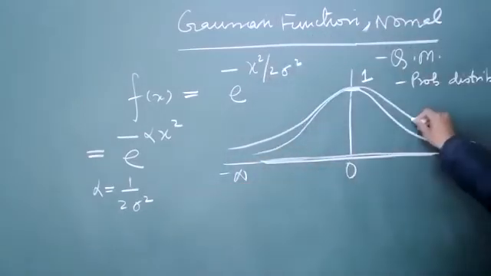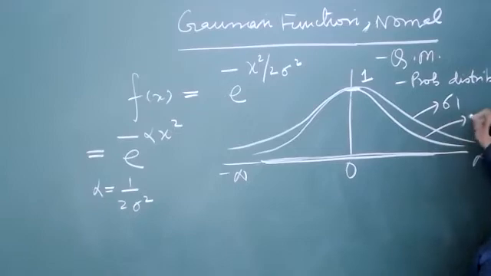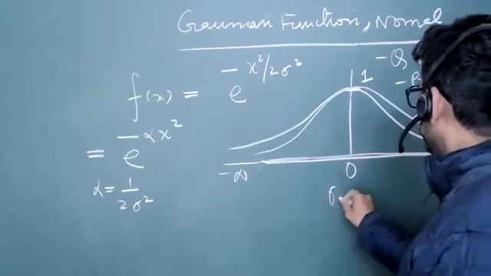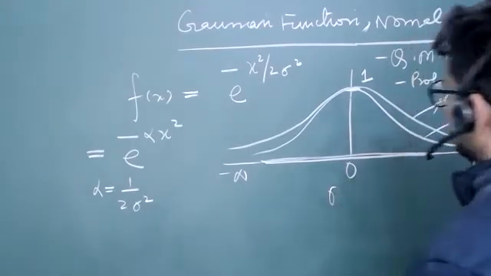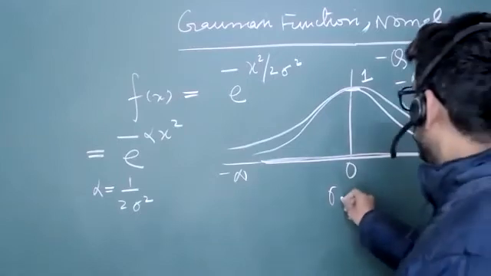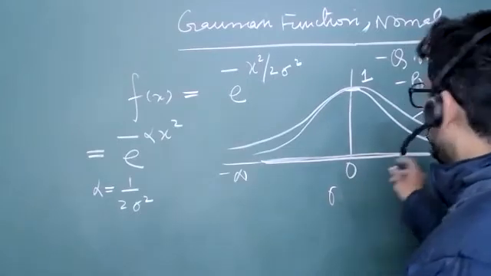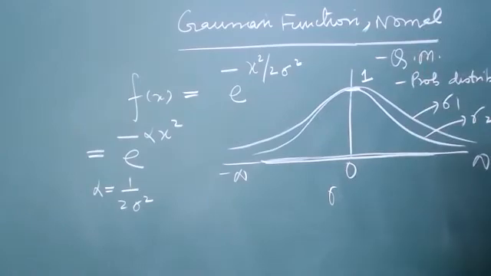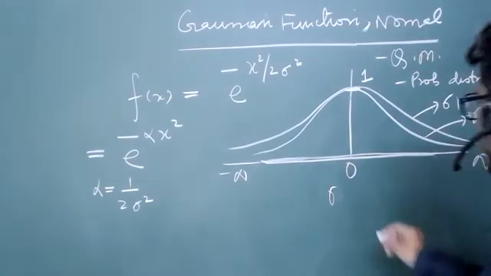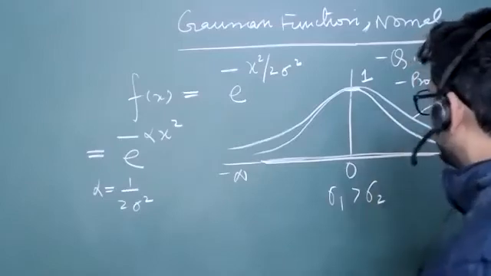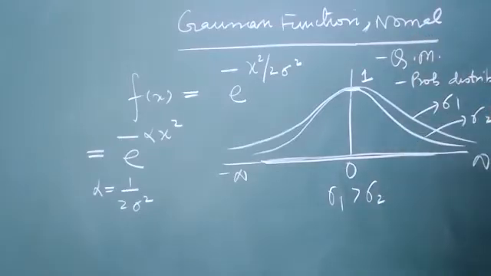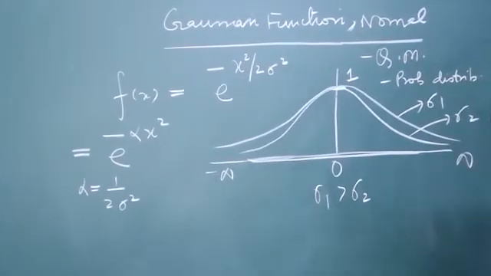So what should I write? This is suppose sigma 1, this is sigma 2. So which one is greater? Sigma 1 or sigma 2? Sigma 2 greater, decay कर रहा है. No, which one is greater? Sigma 1 is greater than sigma 2. This is correct or not? Yes sir. Tell me. Yes sir. कैसे?